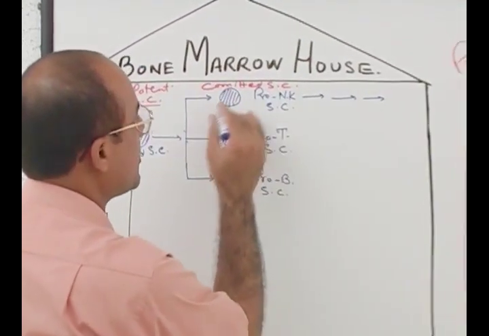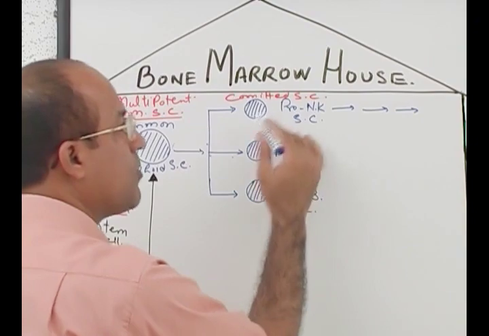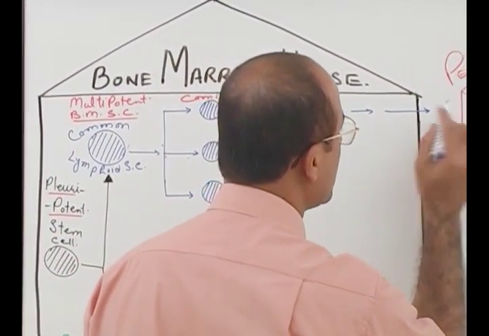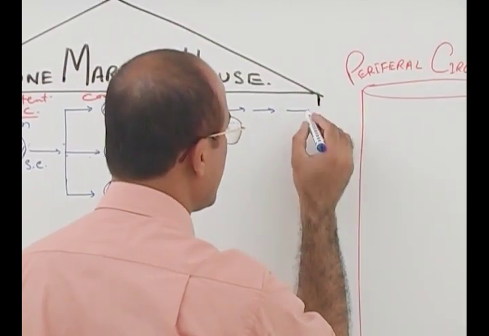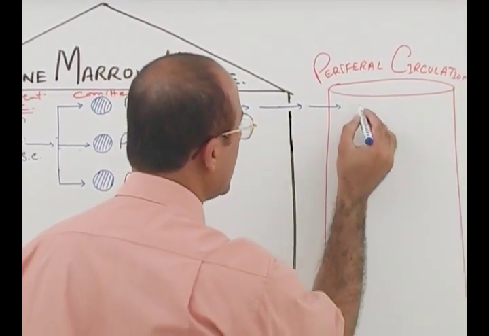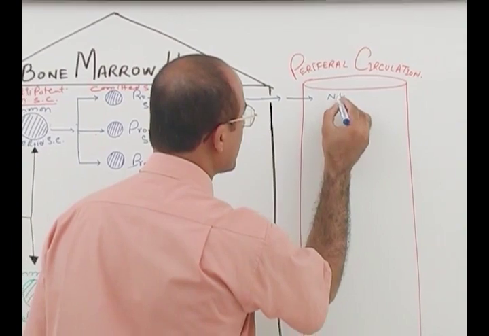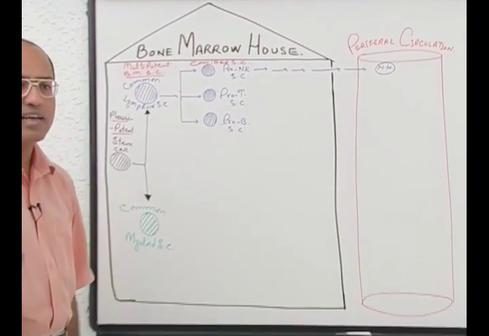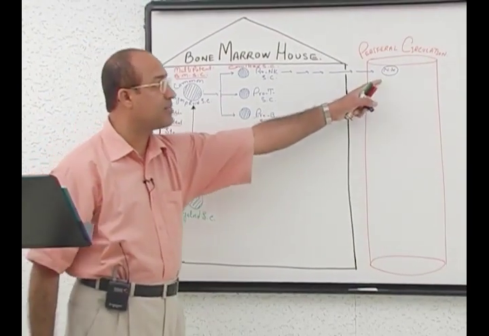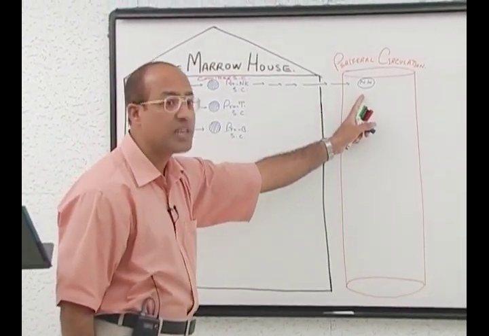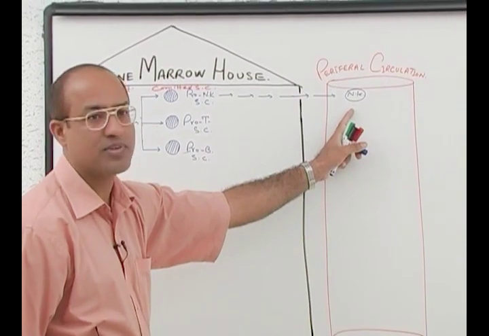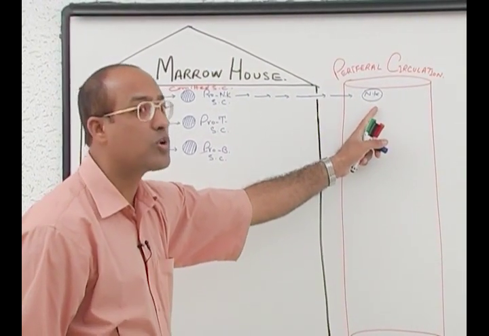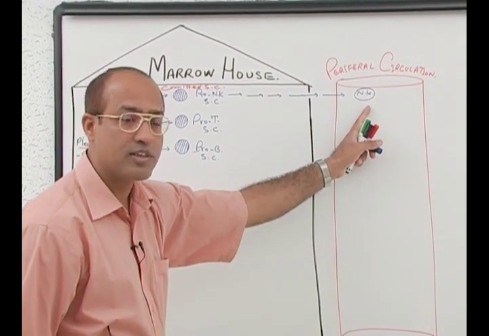Of course, these pro-natural killer cells will multiply, then they will differentiate, and eventually they will appear in peripheral circulation. And when they appear in peripheral circulation, they are called natural killer cells. What are they called? Natural killer cells. This is a very special type of lymphocyte which is not a B lymphocyte and not a T lymphocyte, because they do not have the markers of B lymphocytes, they do not have the markers of T lymphocytes.